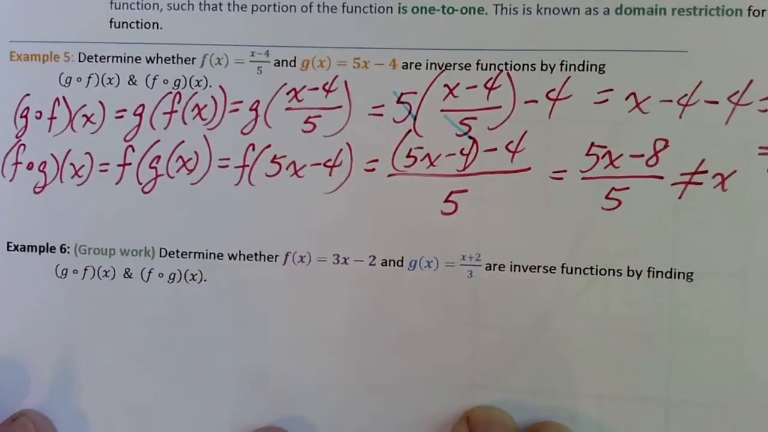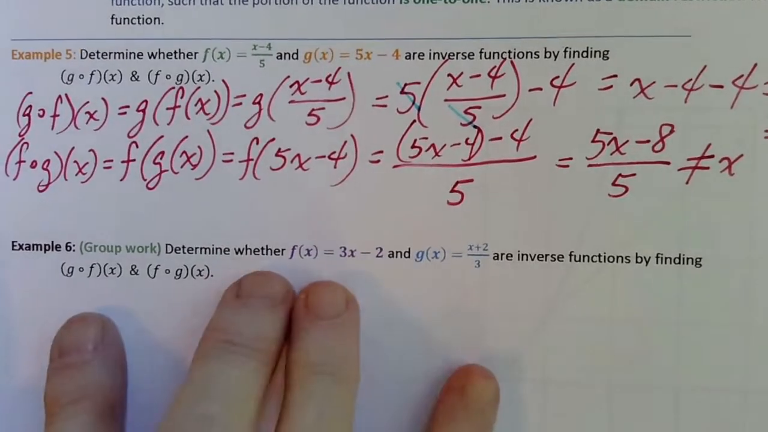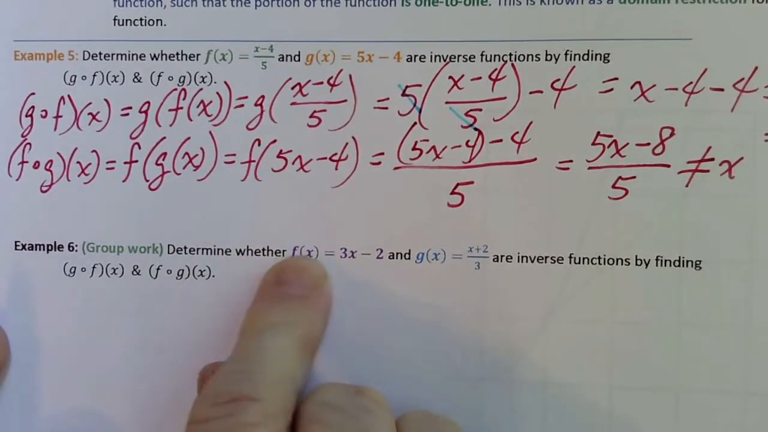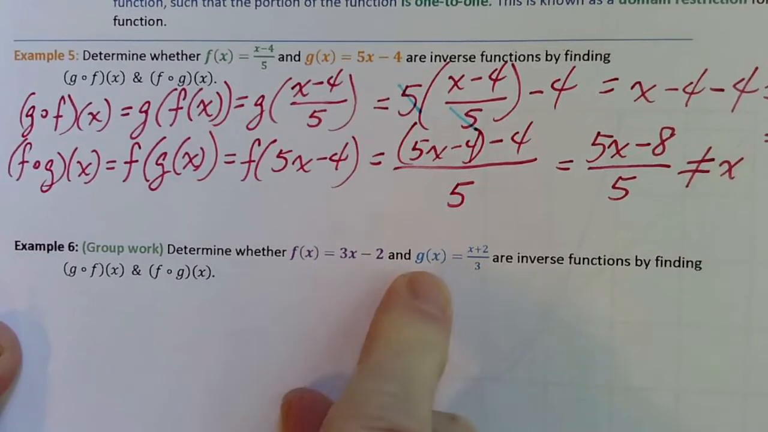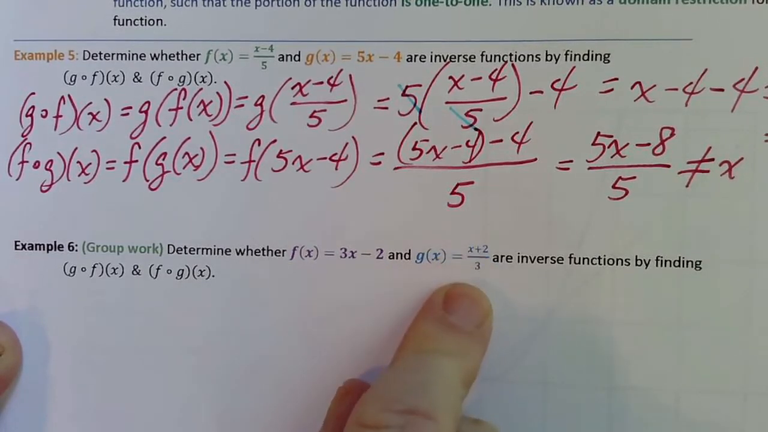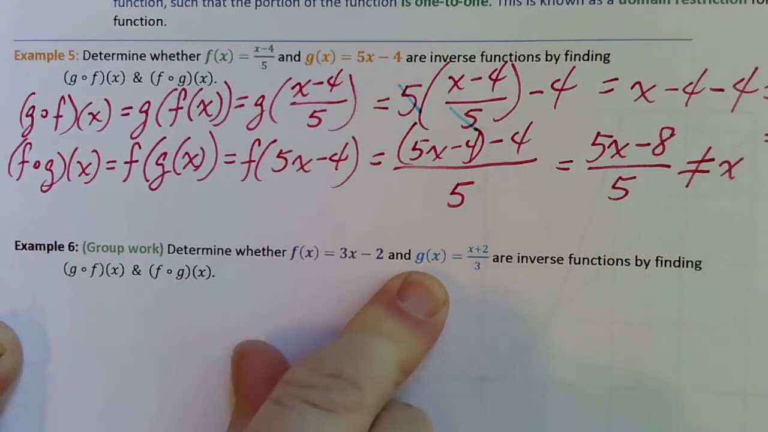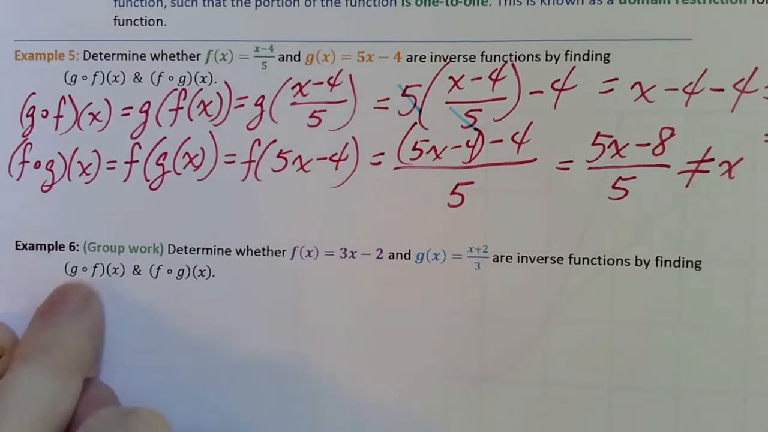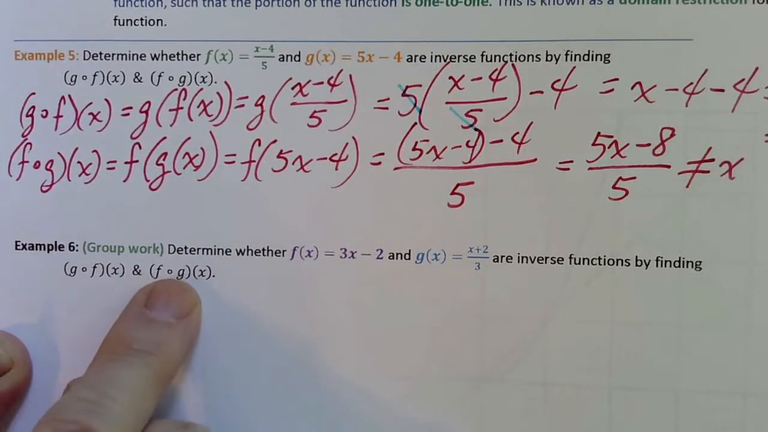Please pause the video and work out this problem in your notes. Let f of x be 3x minus 2 and g of x be (x plus 2) over 3, and determine whether f and g are inverse functions by finding g composed with f of x and f composed with g of x.